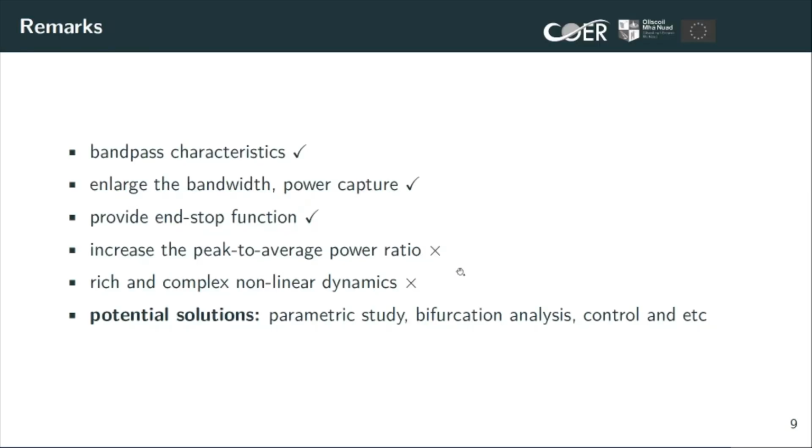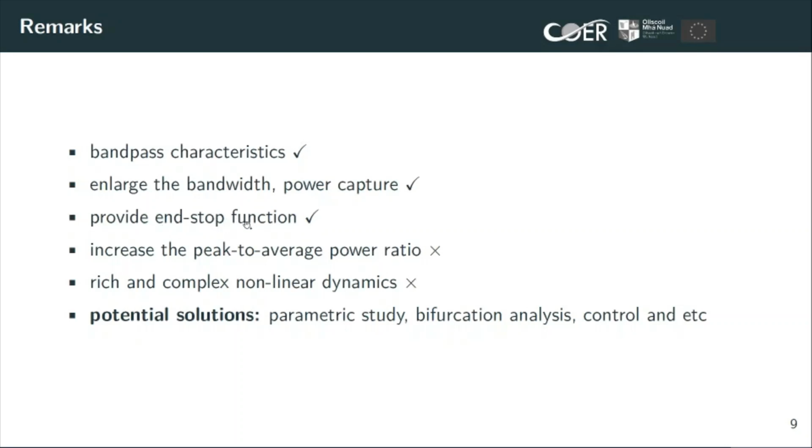To conclude this study, the Weibull impact wave energy converter has bandpass characteristics, and its response is very low in waves of low frequency. With proper design, the Weibull impact mechanism can enhance the power capture and enlarge its bandwidth, and at the same time provide an effective end stop function.